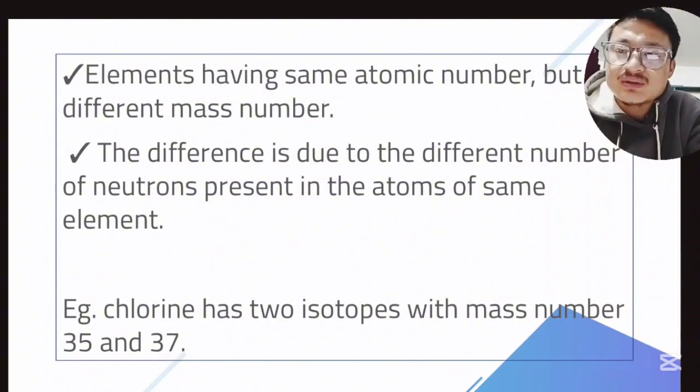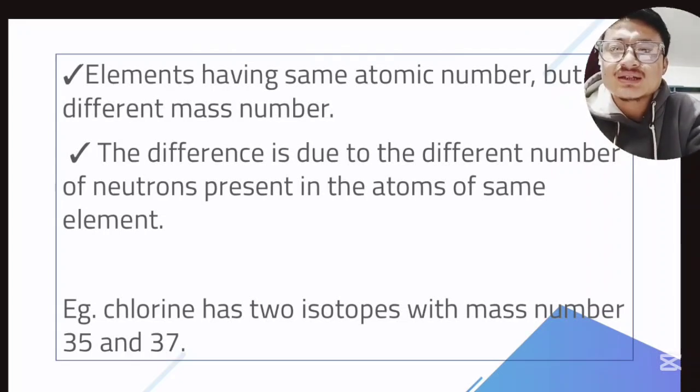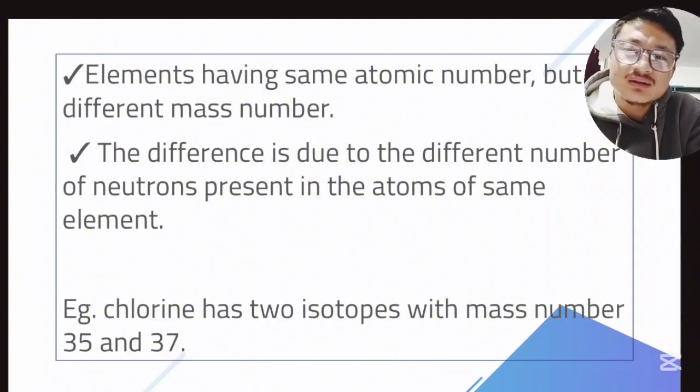Why do isotopes form? The reason is the different number of neutrons present in the atoms of the same element. Example, chlorine has two isotopes. Both isotopes have an atomic number of 17. One has mass number 35 and the other has 37.